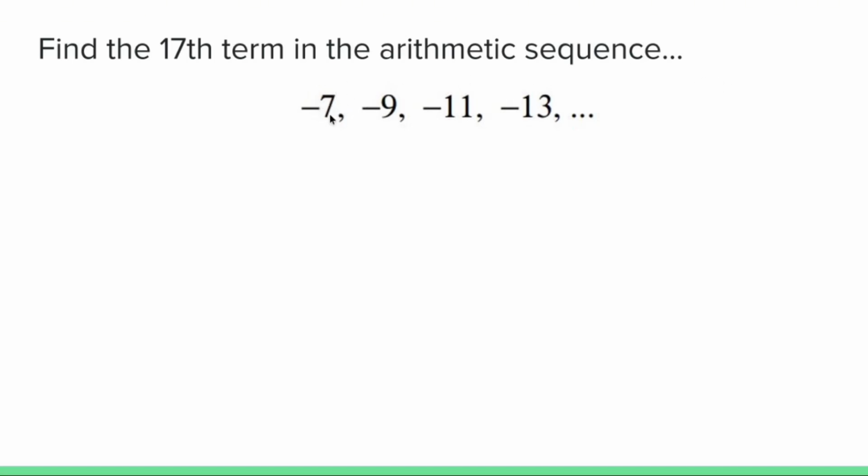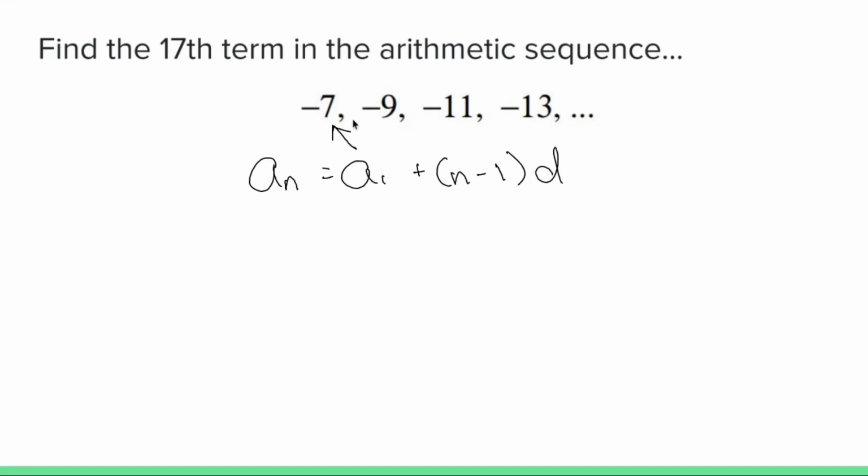Well, what I want to do is find the actual formula for the arithmetic sequence so I don't have to count over a bunch of times. The arithmetic sequence formula is a sub n equals a sub 1 plus n minus 1 times d. A sub n is the term that we're talking about. A sub 1 is the first term, which is -7. N is the same n, and d is the common difference.